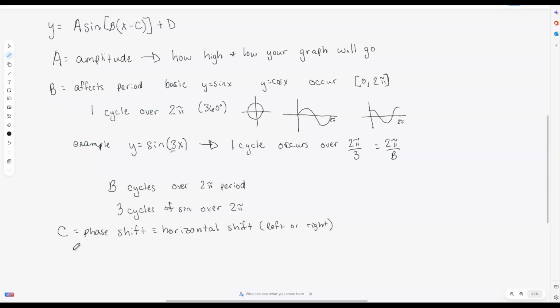Okay. So for example, if I have y equals the sine of x minus pi over 4. Okay. So that means that I'm going to shift my graph plus pi over 4, right? Because my c, it's x minus c. So that means I just take what that value is, right?